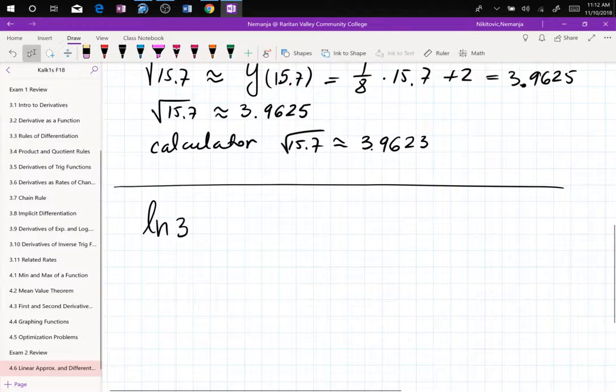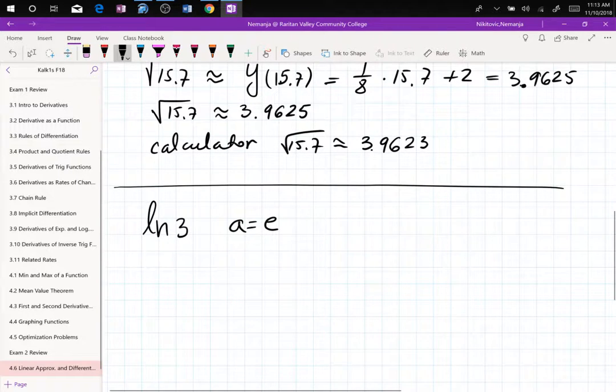Ln 1. Ln 1 would be 0, but there is a closer value to 3 than that. What is the value of e? Exactly, 2.7281828185906, right? That's common knowledge. So a equals e. So we're going to find the tangent line at e.